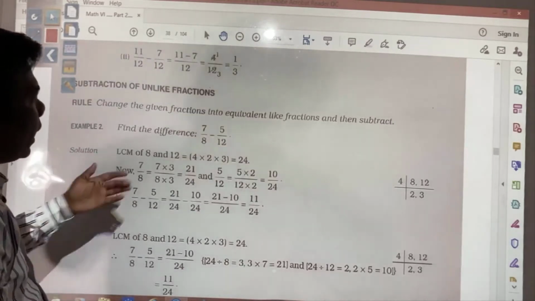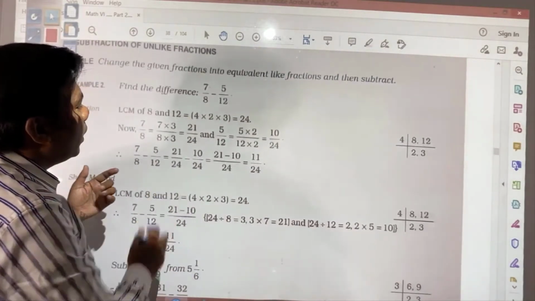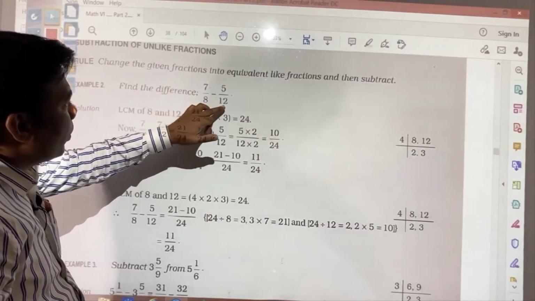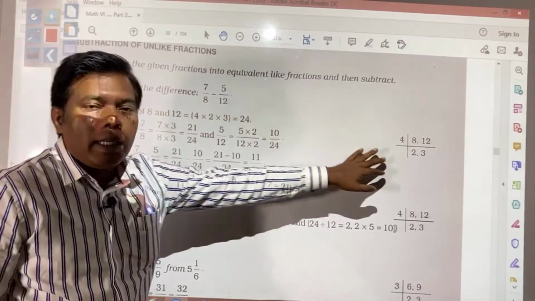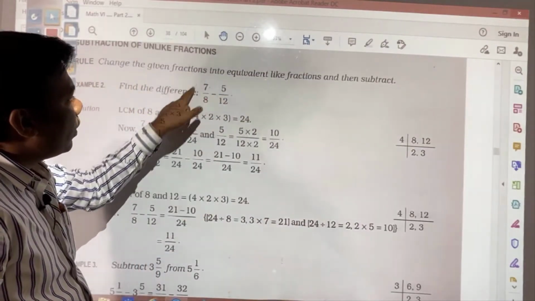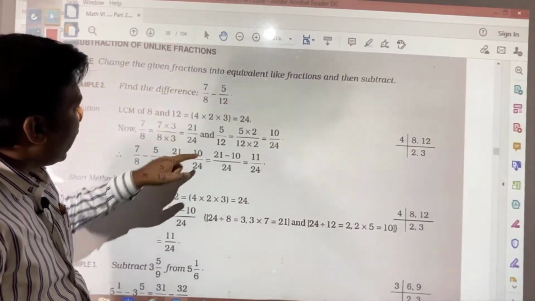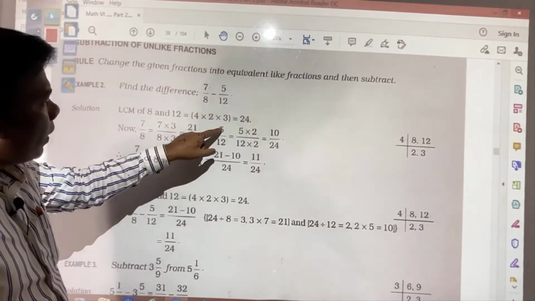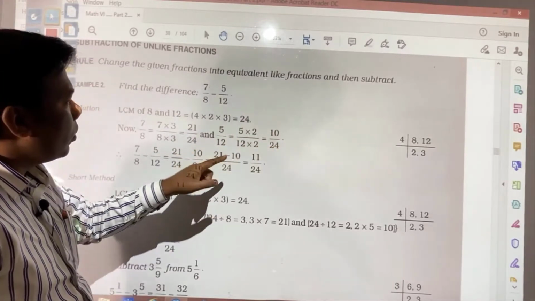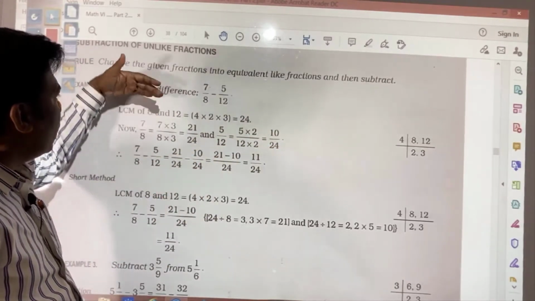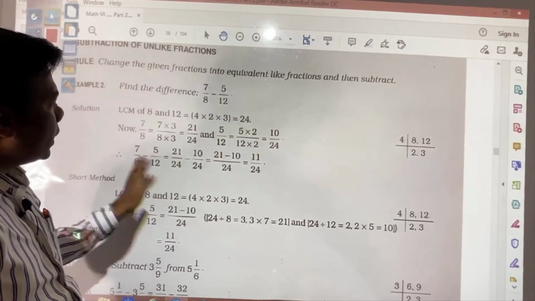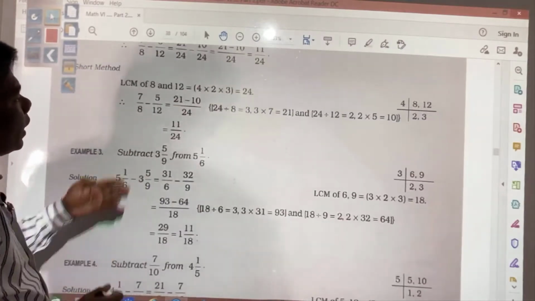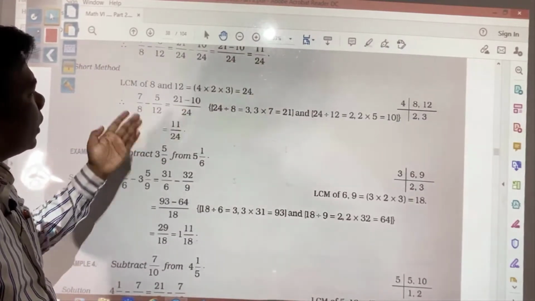If this is unlike fractions, then what will we do? Again, in the same way we need to look at the denominators and find the LCM, then convert them into like fractions. So converting 7 by 8 into a like fraction, you will get 21 by 24. 5 by 12 will be 10 by 24. Now, as in rule 1 we had seen, in the same way you need to find the difference. And the second method, as we saw in addition, is required to be done.